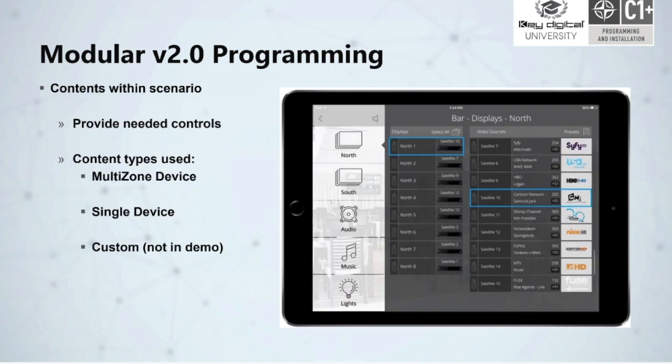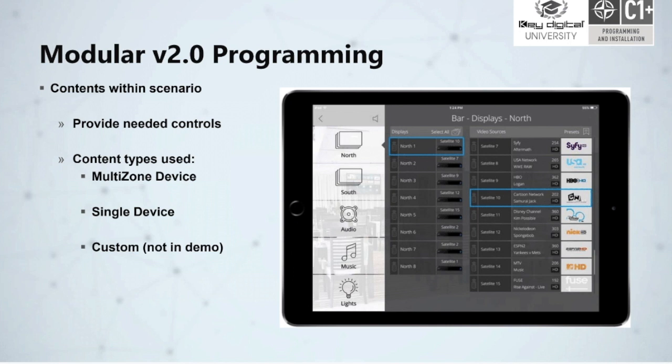Within each scenario, we will have our contents that will provide the needed controls. For example, if we were to enter the bar, we are able to break the displays into 2 groupings, north and south, just to keep things concise for your user. Please demo the iPad or walk through the demo project within the iPad to see for yourself what we mean there.